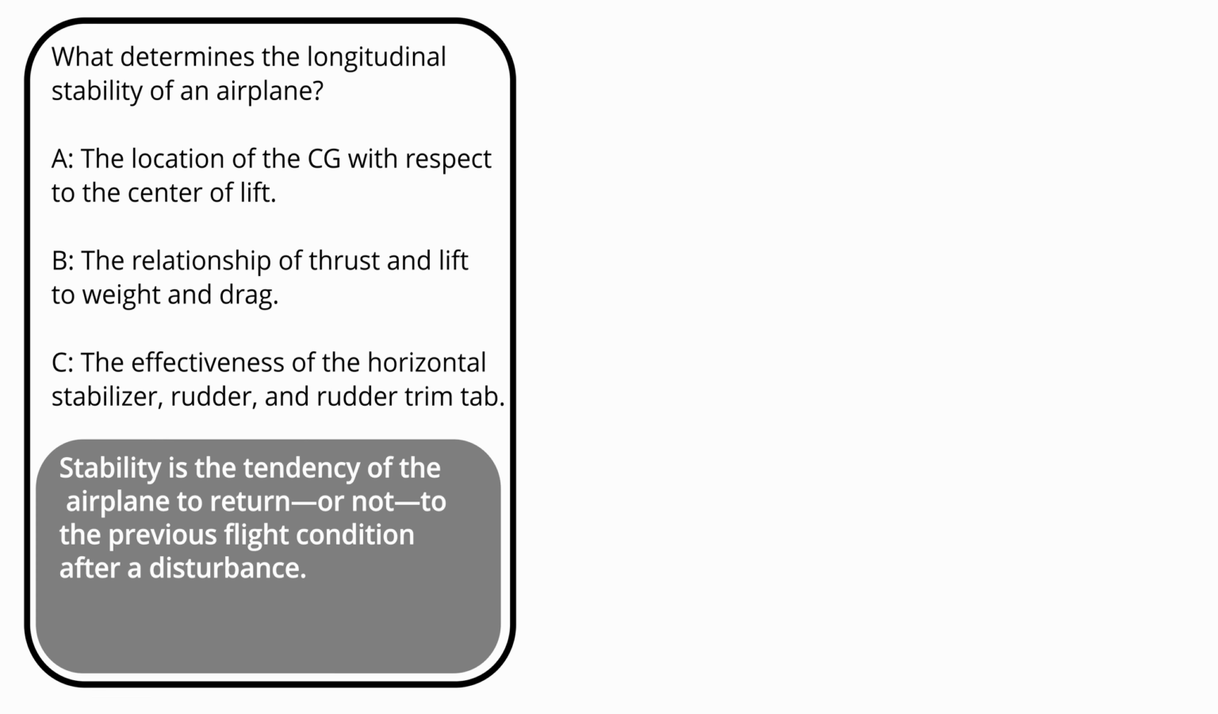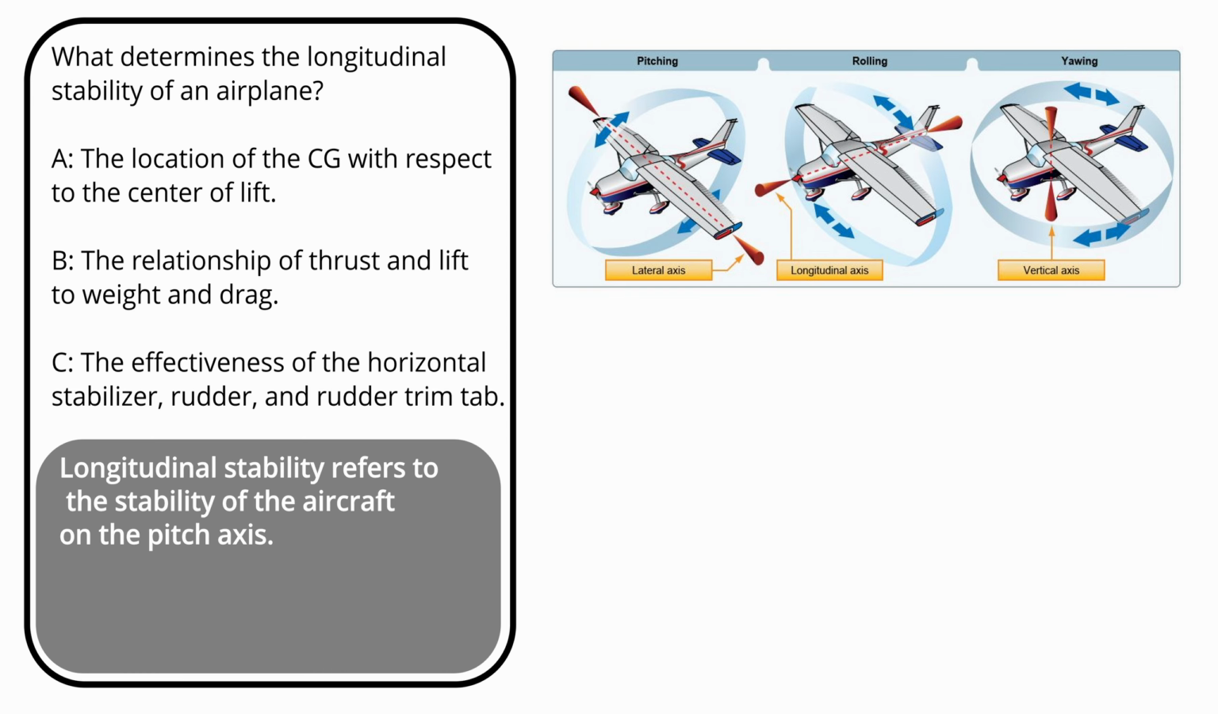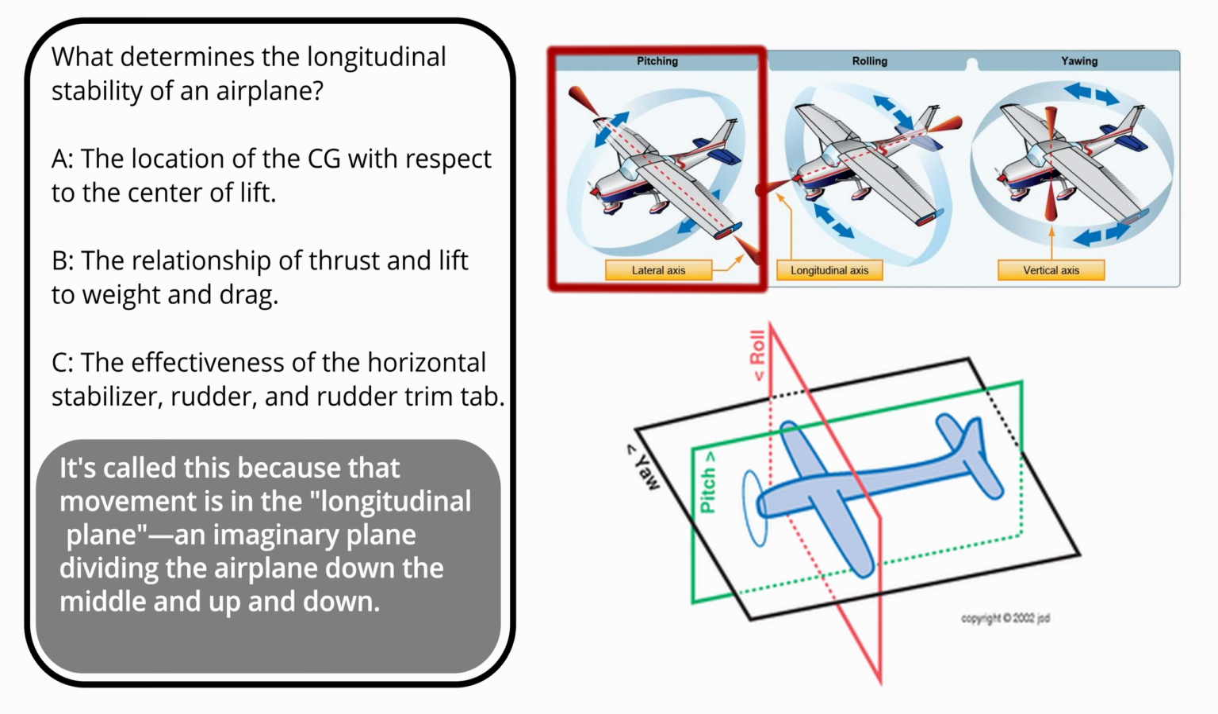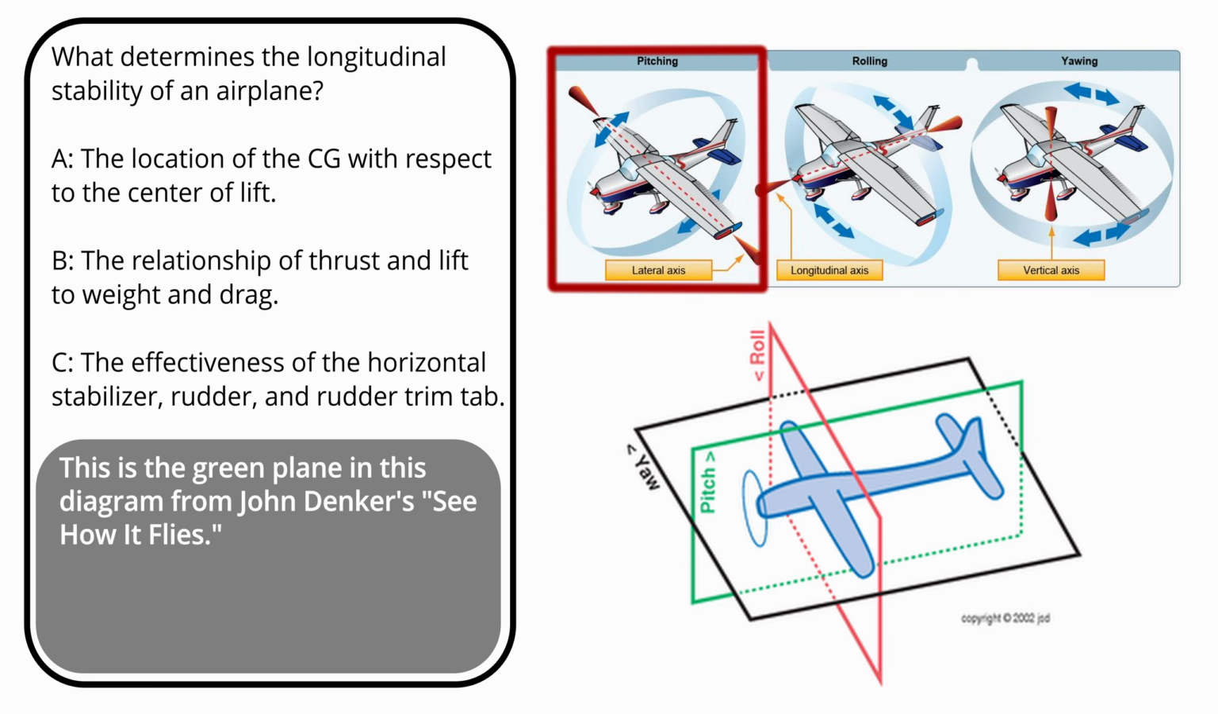Stability is the tendency of the airplane to return, or not, to the previous flight condition after a disturbance. Longitudinal stability refers to the stability of the aircraft on the pitch axis. It's called this because that movement is in the longitudinal plane, an imaginary plane dividing the airplane down the middle and up and down. This is the green plane in this diagram from John Denker's See How It Flies.